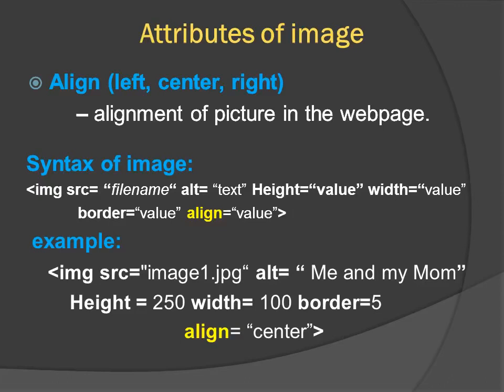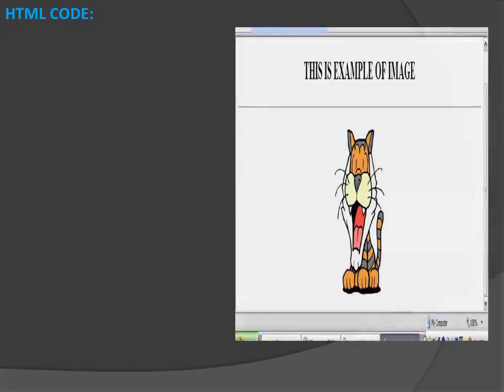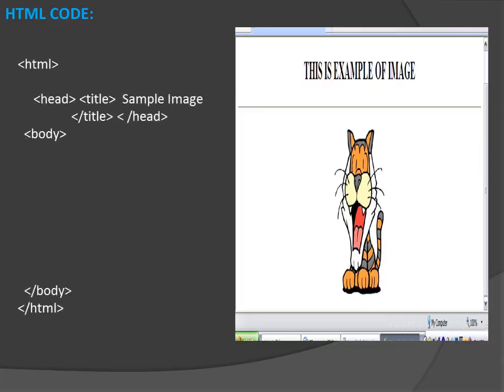Let's have an example. I have an image here that contains text, a line, and an image. Let's have our four elements. So we have the HTML tag, the head tag, and the title tag. For my title, I just put sample image. And as we can see, we have our header. So let's have it at the center.